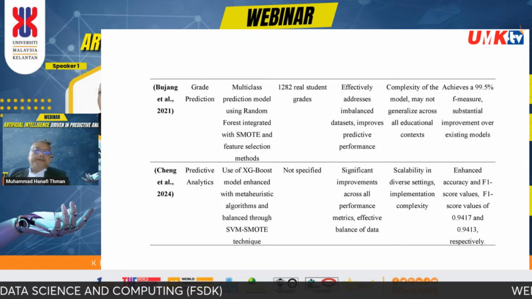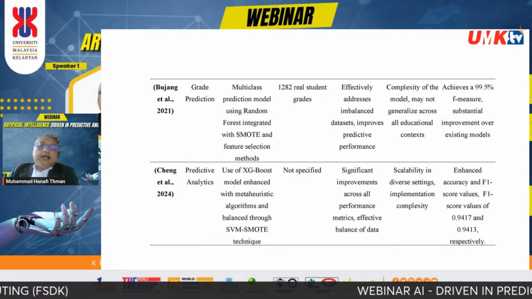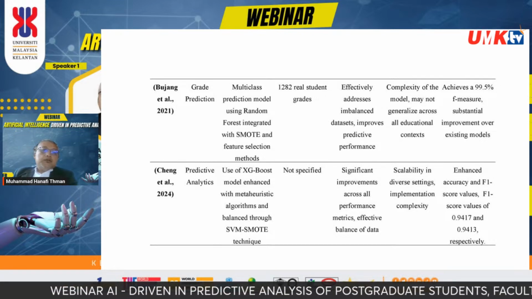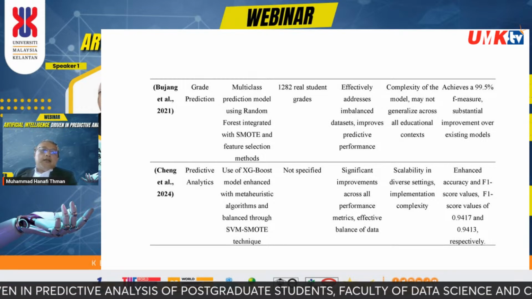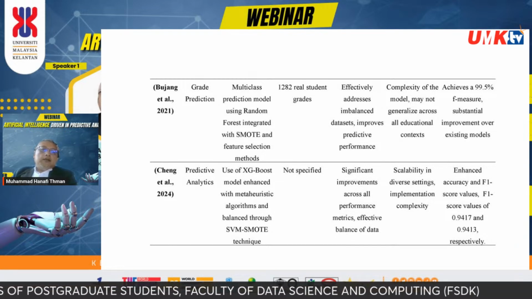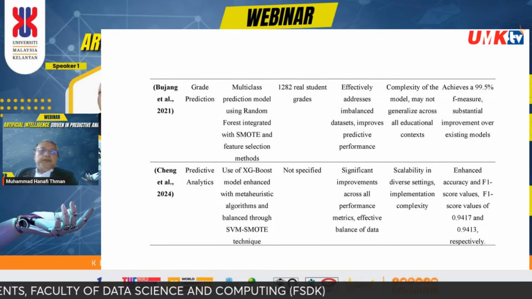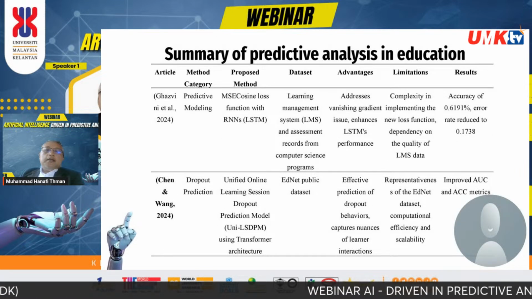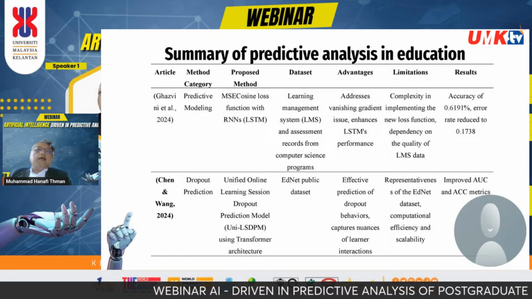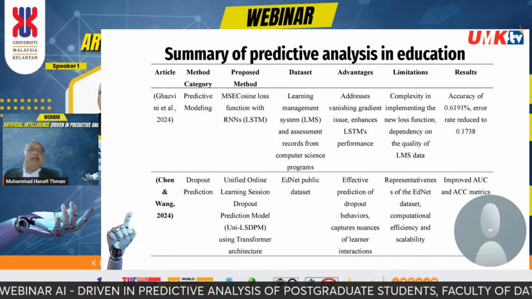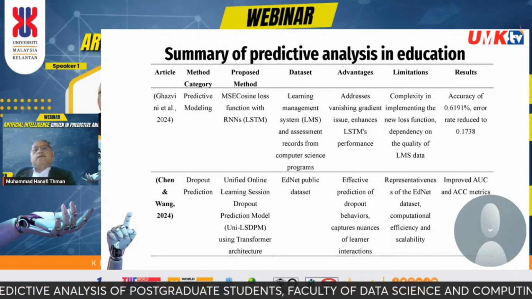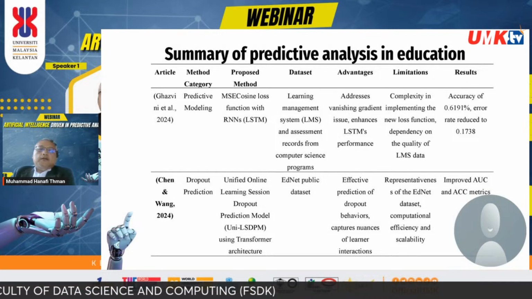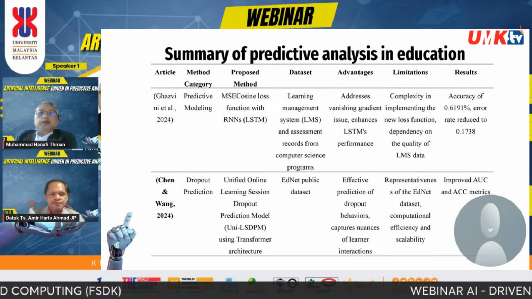Okay, and also can make the grade prediction, and also can predict the dropout of the student. That is the summarized table that I have done in predictive analysis by focusing on education. I think that's all from me, and I give it to our moderator. Thank you.